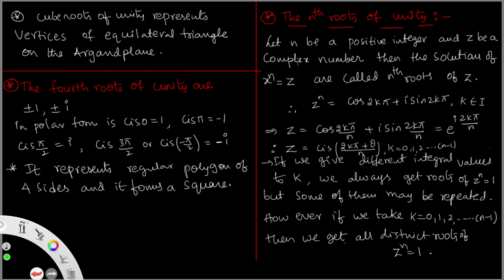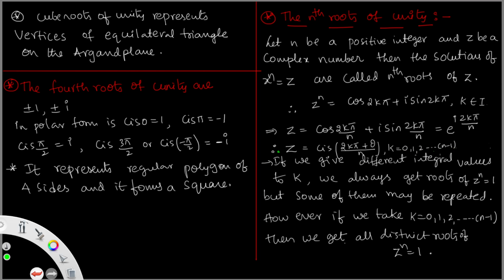Let n be a positive integer and z be a complex number, then the solutions of z to the power n equal to 1 are called the nth roots of unity, whereas z to the power n equal to the general form of the equation, that is cos 2k pi plus i sin 2k pi, where k belongs to integers, where z equal to cos 2k pi by n plus i sin 2k pi by n, or else in the polar form e to the power of i into 2k pi by n. That is, therefore, z is equal to cis of (2k pi plus theta) by n, where k has to be 0, 1, 2, 3, up to n minus 1.